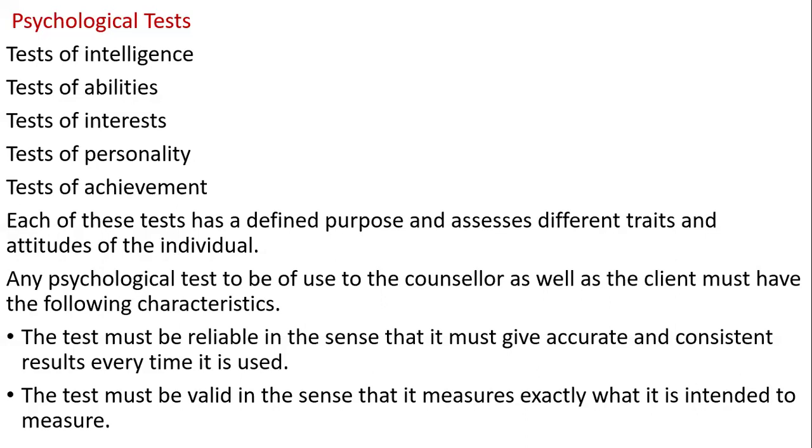Then tests of abilities. Now, abilities means reasoning, right? Doing certain work. We can give behavior tests. So we can give different situations and see what kind of solutions come out, right? Then interest tests, personality tests, achievement tests. What do you mean by achievement tests? So then we achieve something. O levels, A levels, they are summative tests as well as achievement tests.